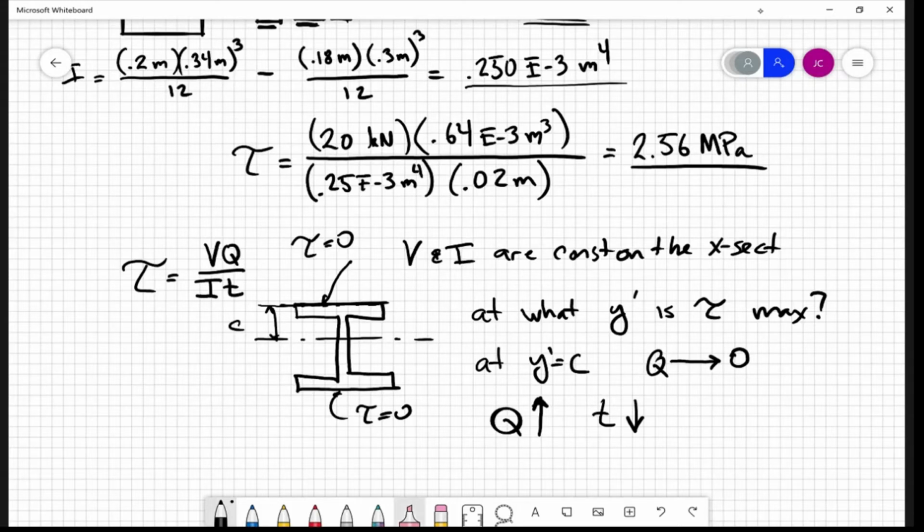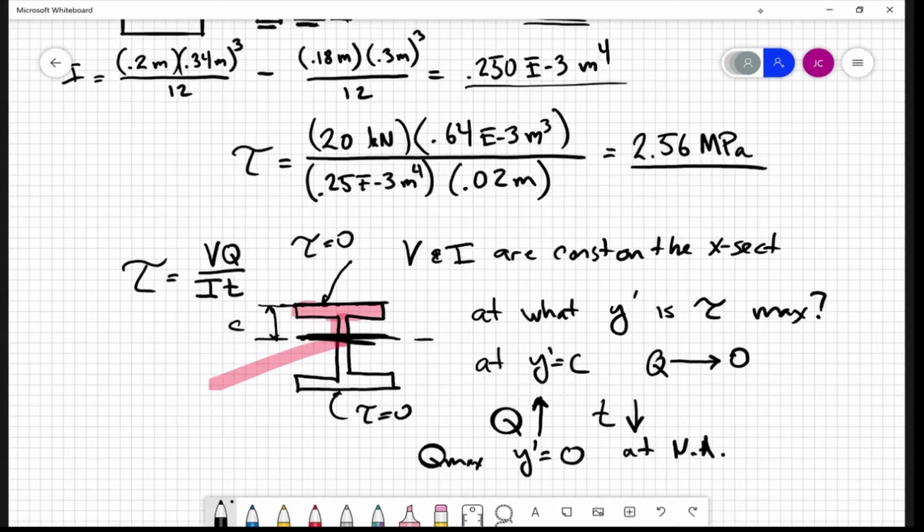The max Q is going to happen when you consider that whole section, right? So Q is max when y prime equals 0. That's at the neutral axis, right? And now in this particular case, the thickness is also minimum there as well, right? So in this particular case, you would get the maximum shear stress right at the neutral axis, all right? In general, that is where you're going to get it.